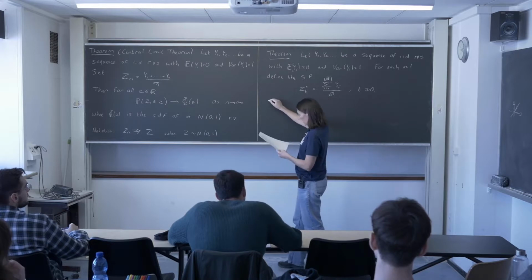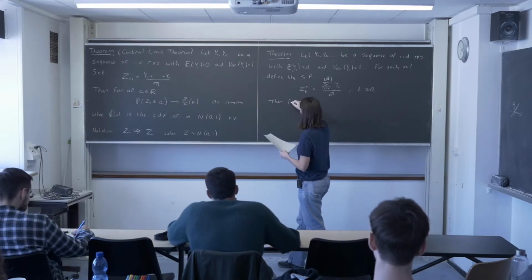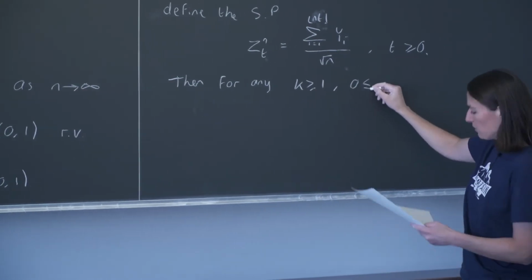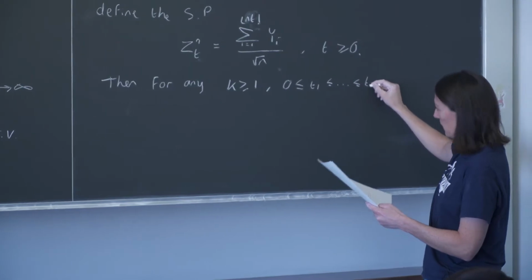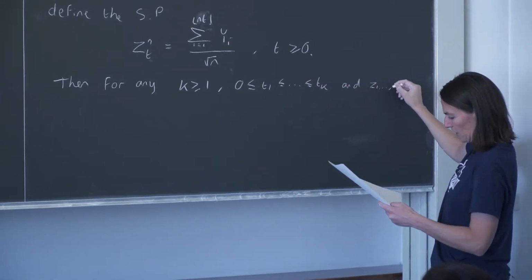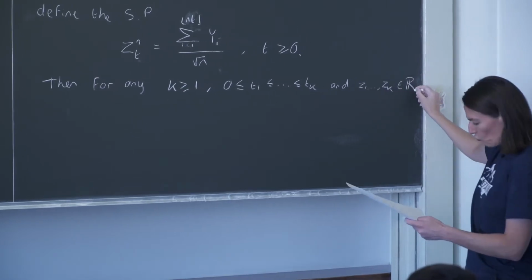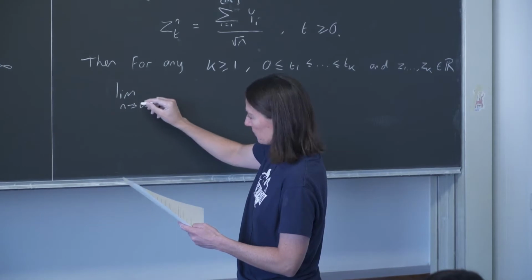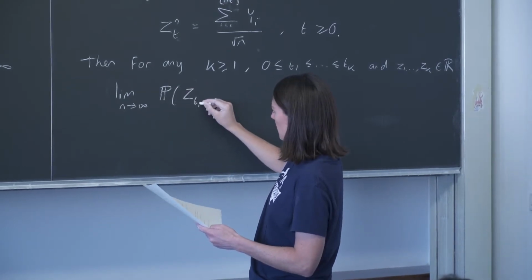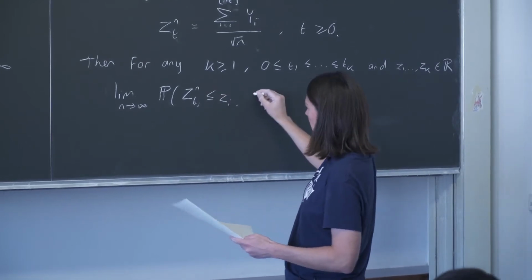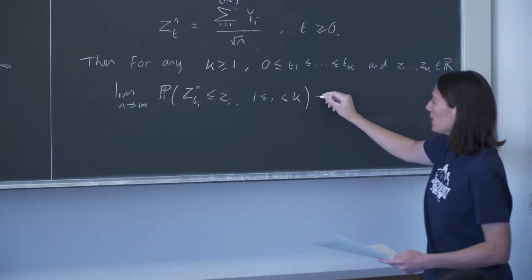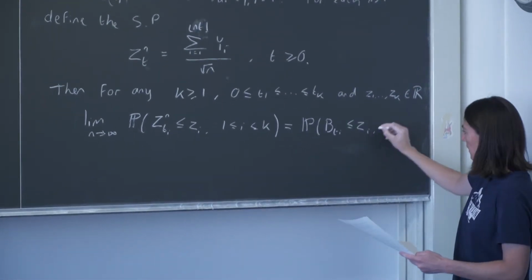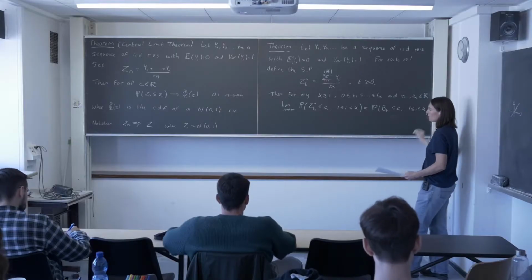Okay, so what's our theorem statement? Then for any k greater than or equal to 1 and 0 less than or equal to t1 less than or equal to ... less than or equal to tk and z1 up to zk in the reals, the limit as n goes to infinity of the probability that Zti^n is less than or equal to zi for 1 less than or equal to i less than or equal to k is equal to the probability that B_ti is less than or equal to zi for 1 less than or equal to i less than or equal to k.